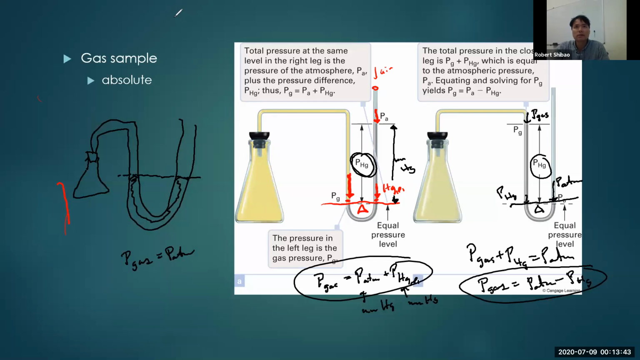And so this is called the open-ended manometer. A manometer is used to measure gas sample pressures.